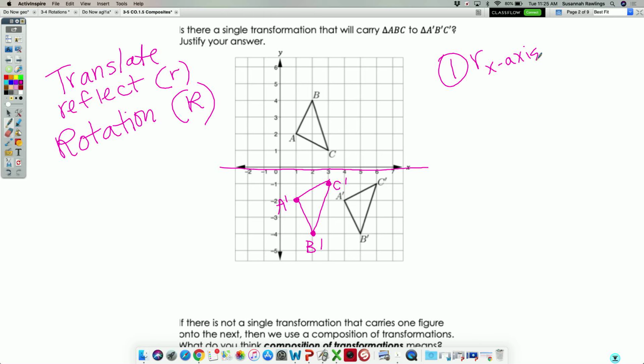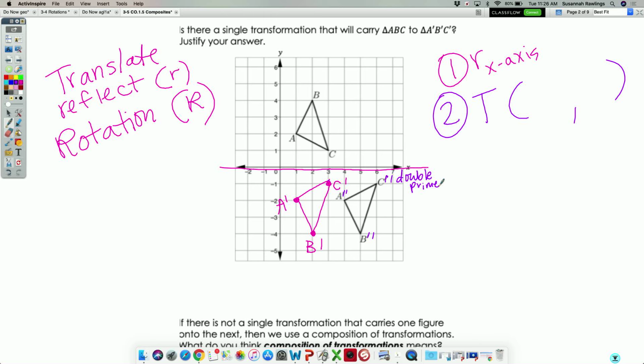What is my next one going to have to be here? A translation. Good. I'm keeping the same orientation. I'm not turning it. I'm not flipping it. I'm just sliding it. So let's go ahead and decide what my next step would have been. So let's just pick C prime. I'm going to name this C double prime. Okay, we use double prime, and I'll write that down for when we're doing multiple transformations.